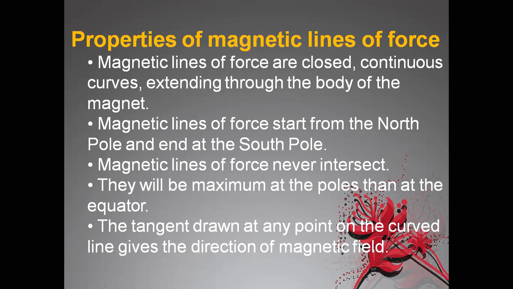The next point is the tangent drawn at any point on the curved lines gives the direction of the magnetic field. So here the tangent gives the direction of the magnetic field. Already we have seen that. So these are the properties of the magnetic lines of force.